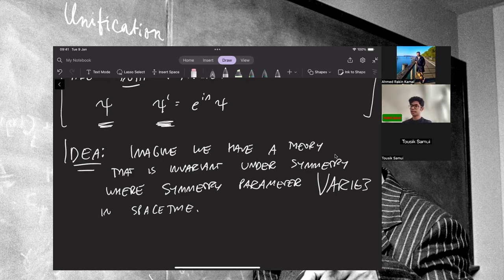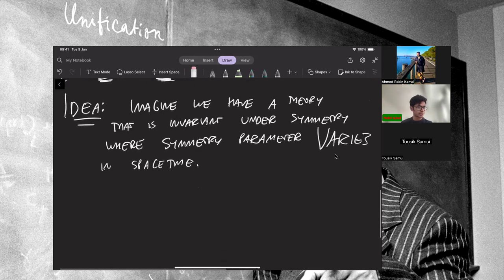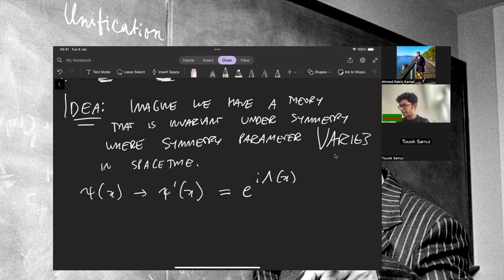Okay. In other words, what I want is that psi of x goes to psi prime of x, which now equals e to the i lambda of x psi of x. This is crucial. Lambda, the parameter that controls the symmetry, now varies in space-time. So you see, I rotate the field a little bit differently at all different points in space and time.